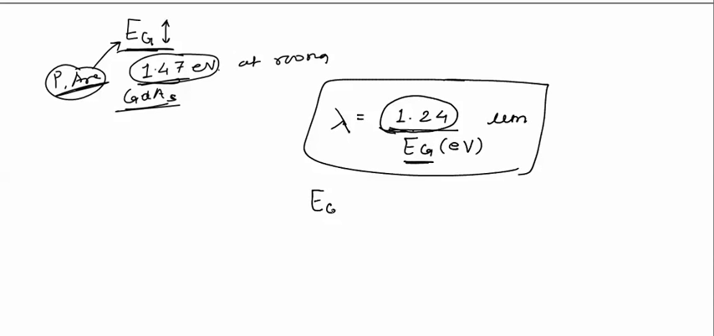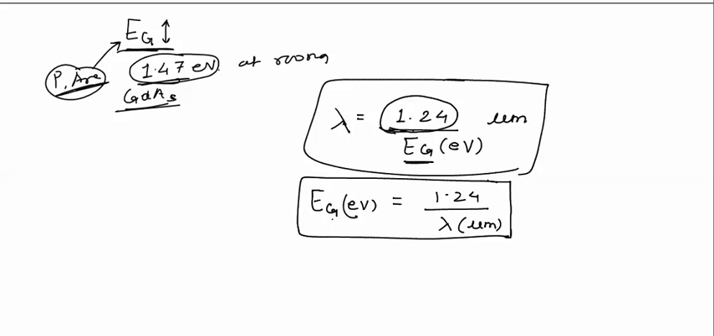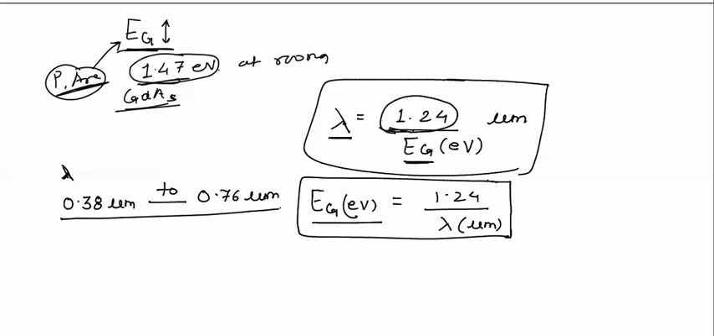Now, if we want to calculate the forbidden energy band gap by seeing the color of light, then the forbidden energy band gap can be calculated as Eg equal to 1.24 divided by lambda, which will be in micrometers. By seeing the color of light, we can determine the wavelength lambda. The range of lambda for visible light is from 0.38 micrometer to 0.76 micrometer. If the wavelength of emitted light is in this range, the light will be visible and we can see this light. This is the wavelength of red color and this is the wavelength of violet color.